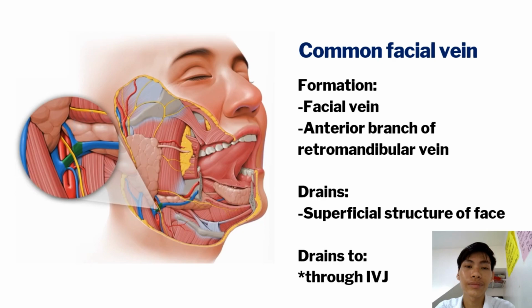Next, we have the common facial vein. It drains the superficial structures of the face. This vein is formed by the union of the facial vein and the anterior branch of the retromandibular vein. It travels inferiorly to drain into the internal jugular vein just below the jaw.